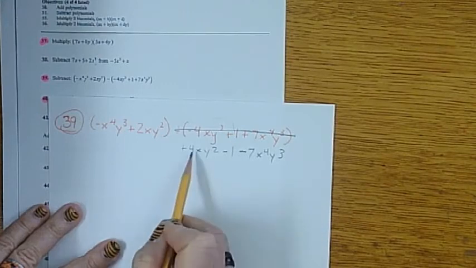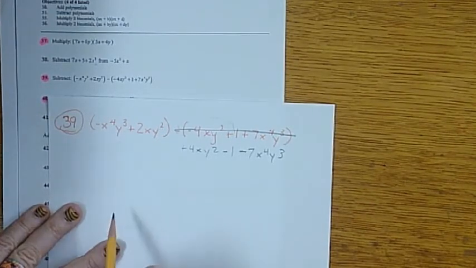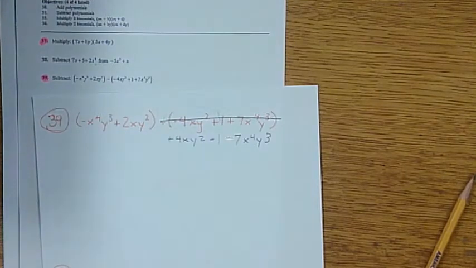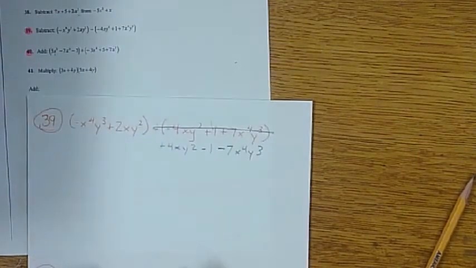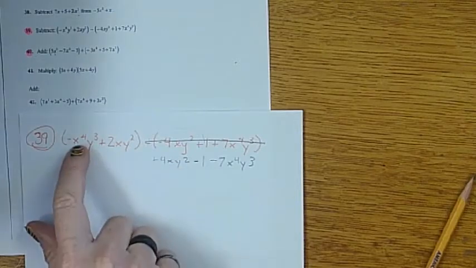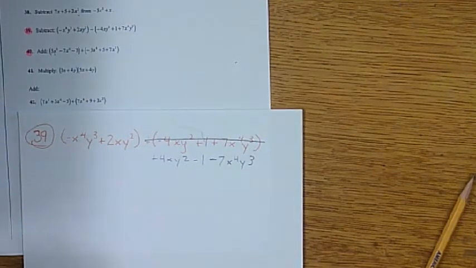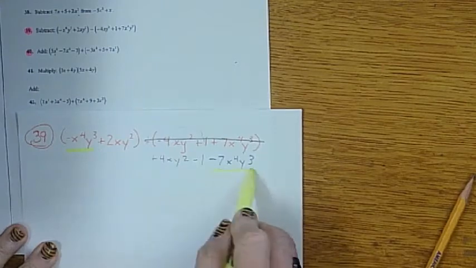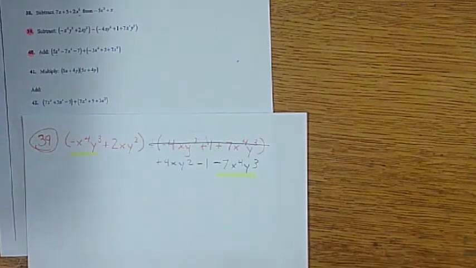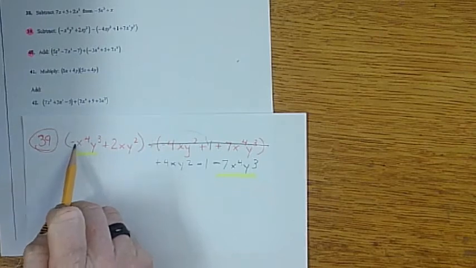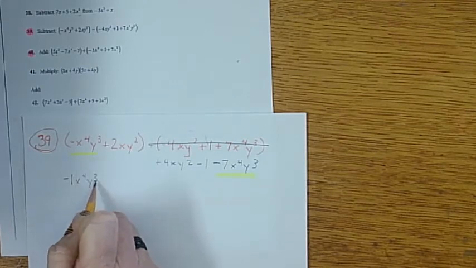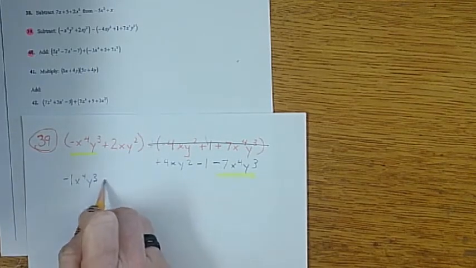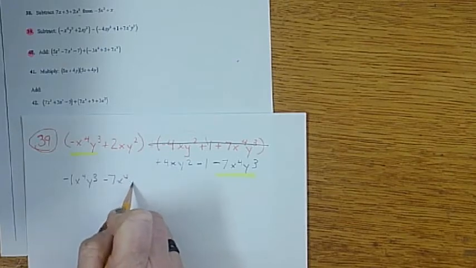I can drop the parentheses, and so now I'm just combining my like terms with the first parentheses. I'm looking for the largest. Remember, proper notation is largest exponent down to where there is no exponent. So back up here, my largest exponent is going to be the x to the fourth. So I'm combining this one with this one. When a variable is by itself, we know that there's a 1 in front of it. So really this is a negative 1, x to the fourth, y to the third. And then this one's a negative 7, x to the fourth, y to the third.